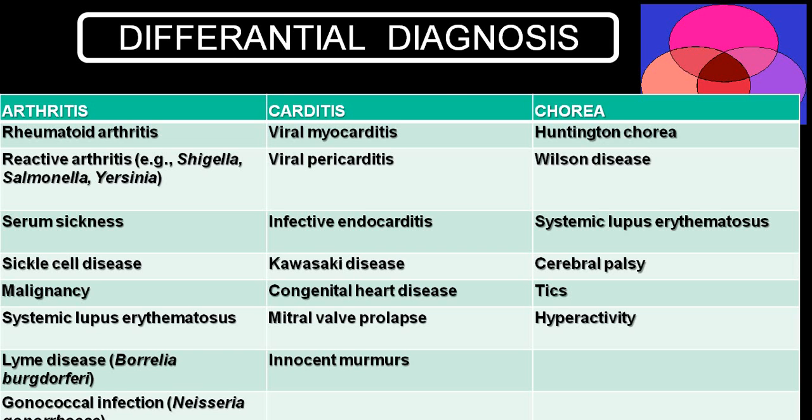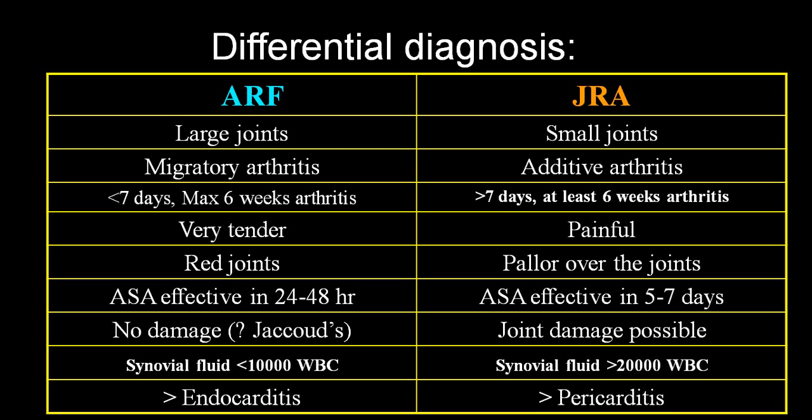What are the conditions which can be there? Now, this is a differential diagnosis between acute rheumatic fever, joint involvement, and JRA, which we call juvenile rheumatoid arthritis. In acute rheumatic arthritis, large joints are involved. In JRA, small joints are involved. This is migratory in nature. This is additive arthritis. You go on adding one more joint. This remains for a very short period, while this is for a very long period. Very tender. This is painful, not very severely tender.